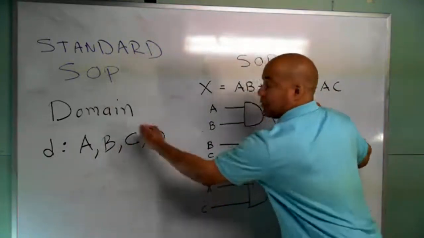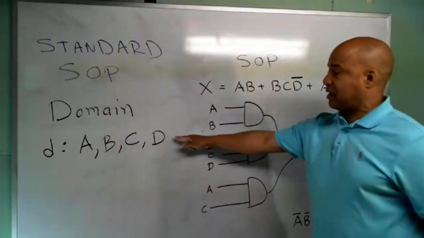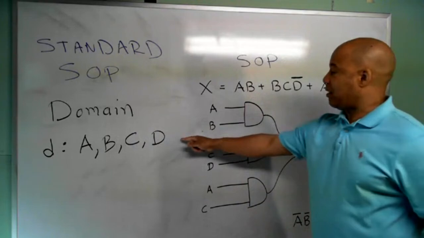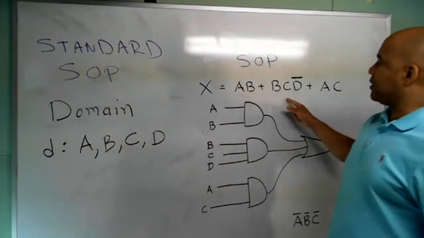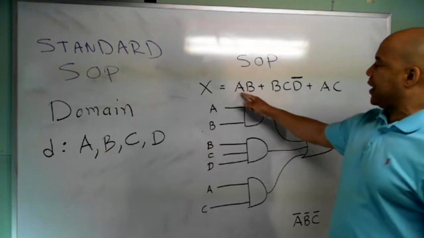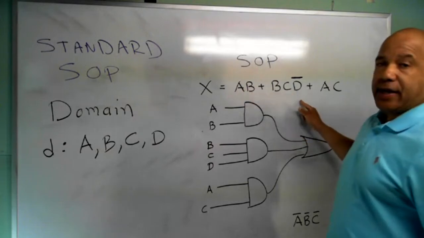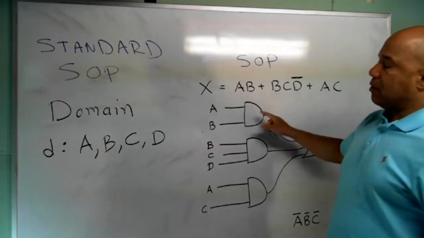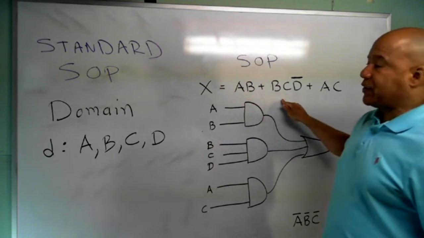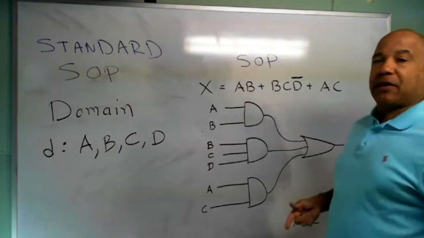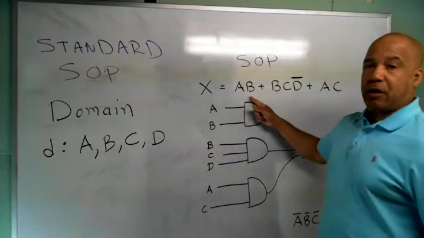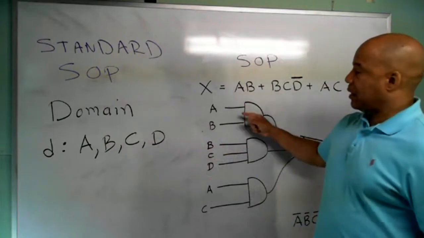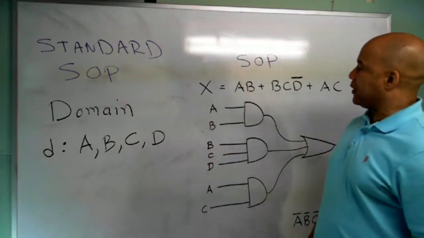That D is knotted, but I don't have to show the knot over here when I list the variables. I don't have to show it as a complement. So the domain here for this expression is A, B, C, D. What makes this a non-standard SOP is that in a standard SOP, every member of the domain would appear in each term. That makes it standard.